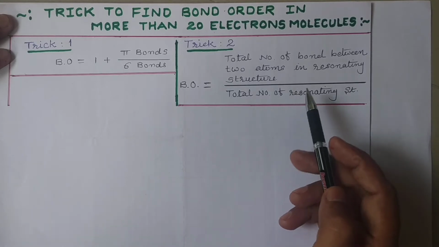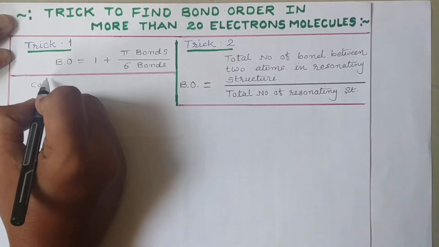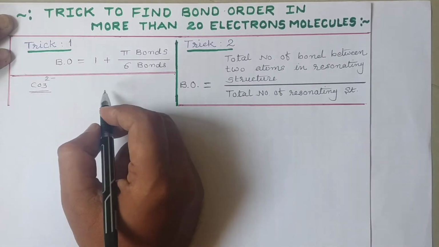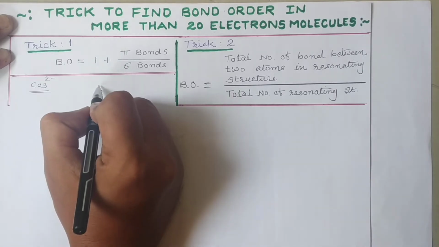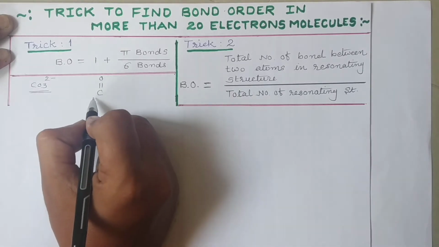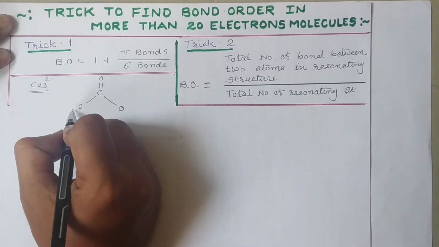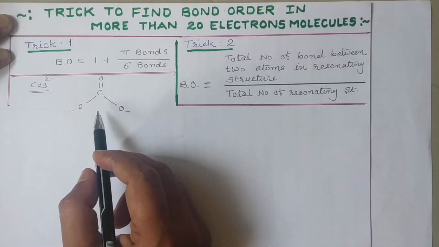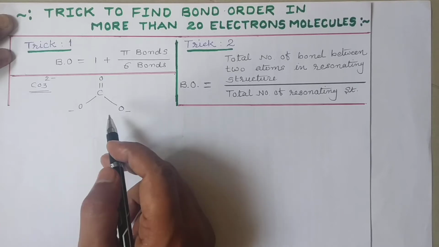First we are taking one example of carbonate ion, CO3 2 minus. Now first we will draw the structure of CO3 2 minus. One carbon is there and 3 oxygens, with a negative charge. So this is the structure of CO3 2 minus. Before we discuss the carbonate ion, first we will discuss sigma bond and pi bond.